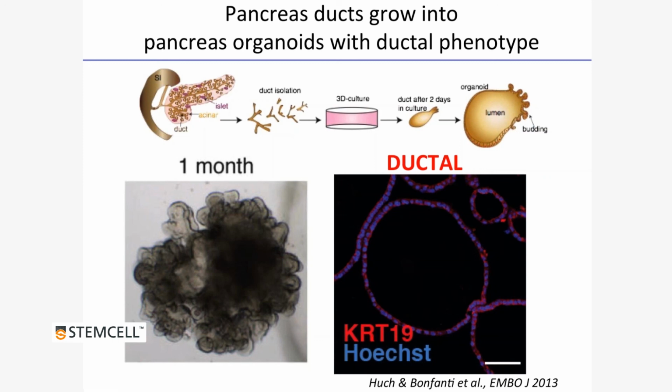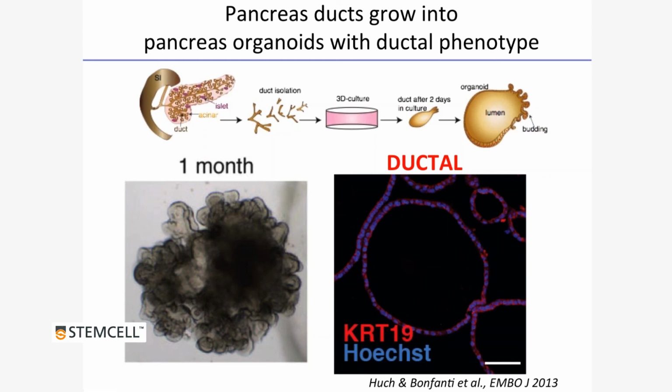Because they were very similar morphologically, if we look at them like this, they look very similar. We decided to isolate ductal cells from the pancreas and put them in culture, and what we observed is that indeed they generate these ductal structures, these organoid 3D structures, that if we look at them, what we see is this budding domain surrounding a central lumen. And if we make a confocal section, what we observe is that indeed this is a single layer epithelium of ductal cells.